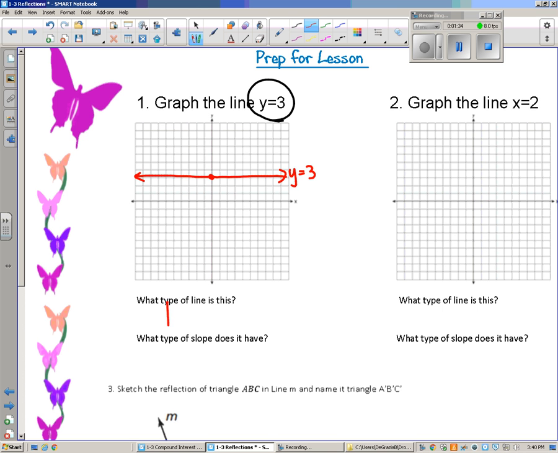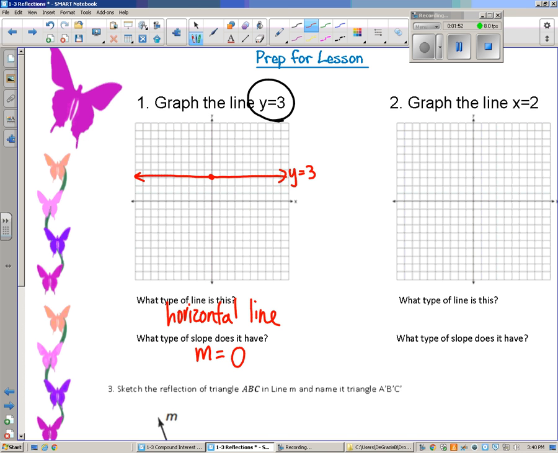Facts about it, it's a horizontal line. And the slope here, there is no rise, there is no run, so we say that the slope, remember we use m to notate slope, is equal to 0.